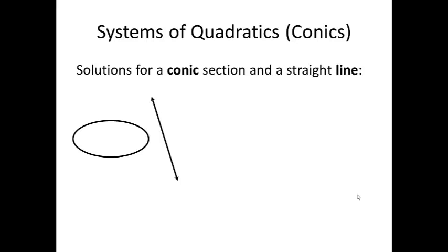Before the last problem, we were talking about two straight lines. Now we have a conic. A conic is just either an ellipse, a circle, or a hyperbola. Those are conics, and a straight line. So how many solutions are there for a conic and a straight line?